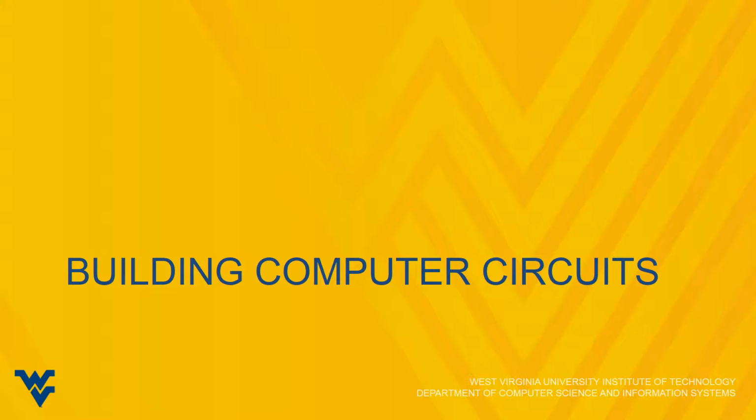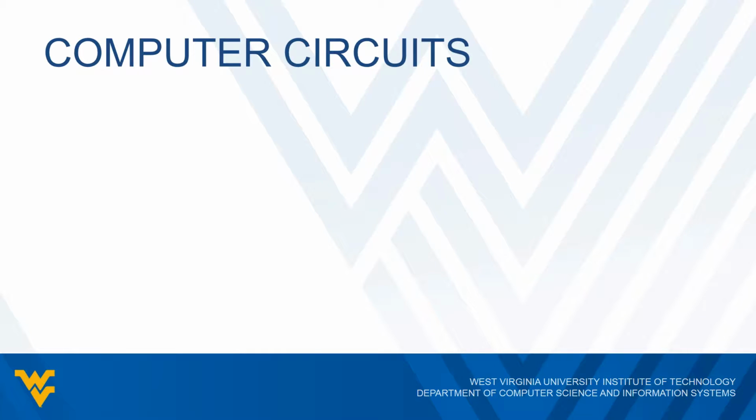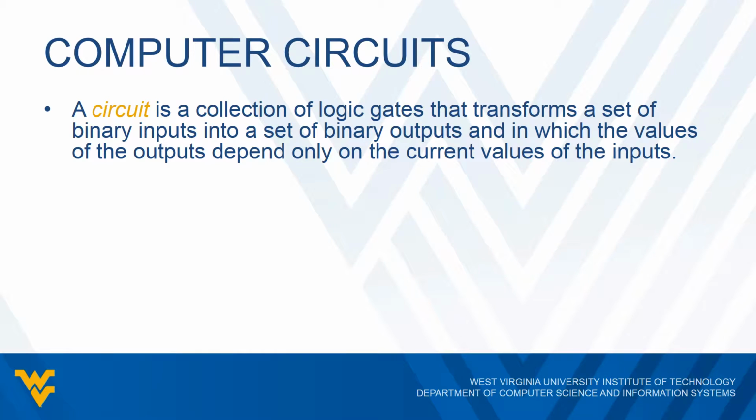We'll now show how we can use these three different types of gates to construct computer circuits. A circuit is a collection of logic gates that transforms a set of binary inputs into a set of binary outputs, and in which the values of the outputs depend only on the current values of the inputs. So let me give you an example of this circuit.